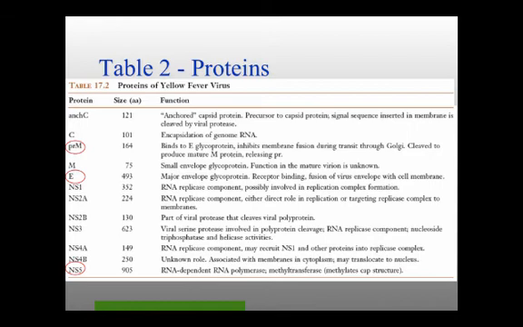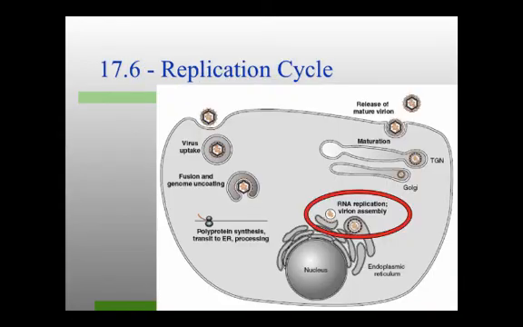And so the capping that takes place on all of these flavivirus genomes is due to viral proteins. It's not due to cellular proteins. Where does replication take place?